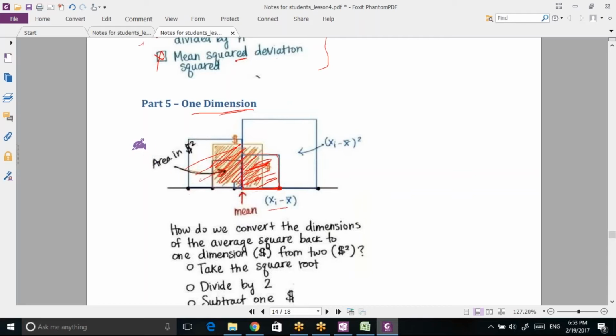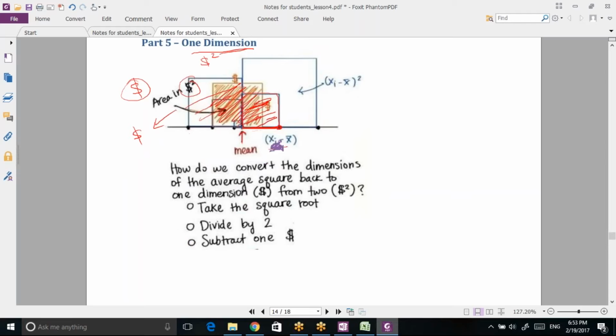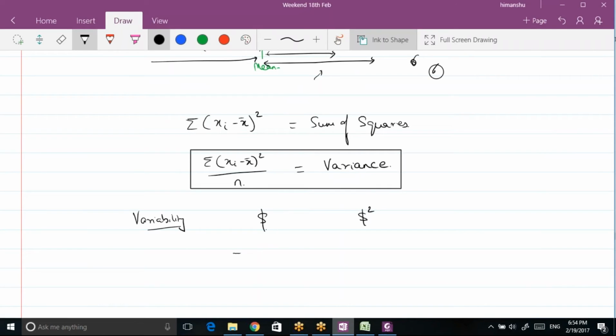But my data was in dollars, and this is in dollar square, so I want something in dollars again. How can I convert some number in dollar square to dollar again? How do we convert the dimensions of the average square back to one dimension, dollar, from dollar square? Take the square root. Exactly, we will be taking the square root. So now I am going to simply take the square root of it.